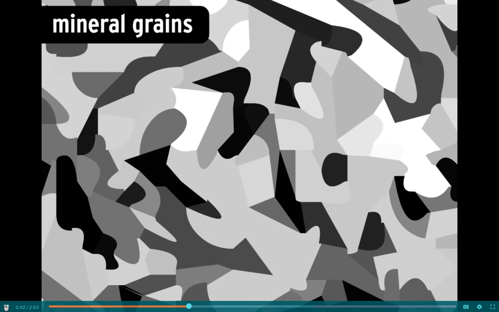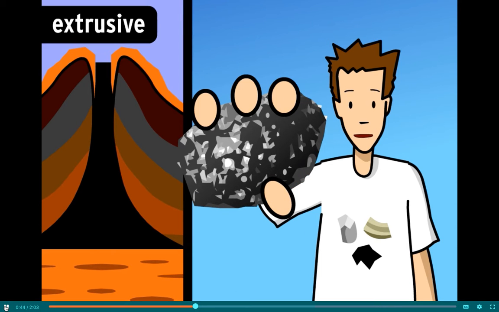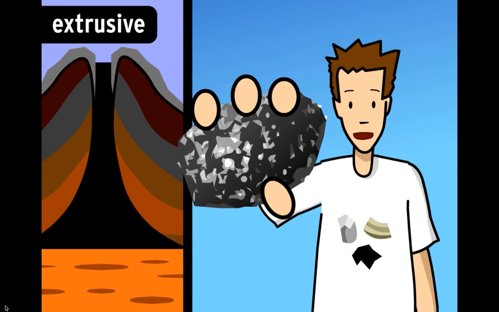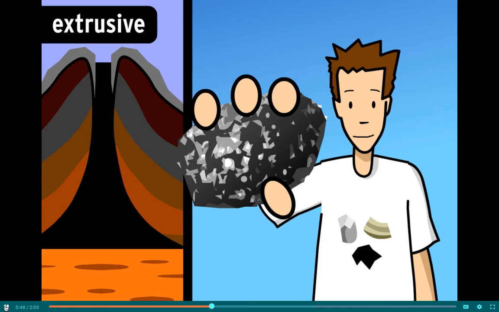You can see them. Extrusive igneous rocks form from the lava that flows out of volcanoes or from magma found very near the Earth's surface. Lava cools pretty quickly when it gets near the Earth's surface, so extrusive rocks have much smaller mineral grains than intrusive rocks.